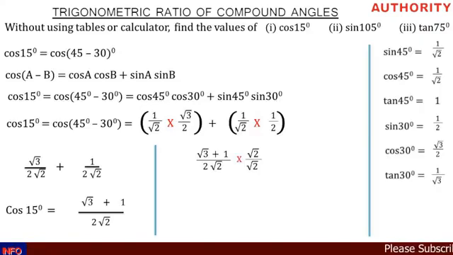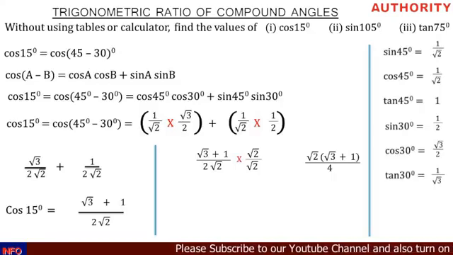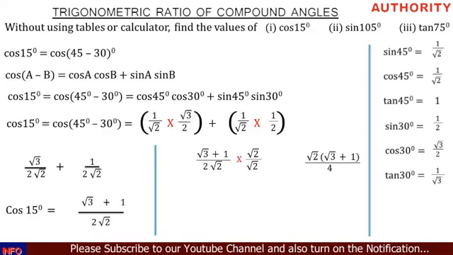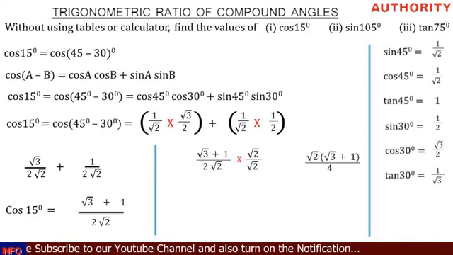In our numerator, we are simply going to have √2 open bracket √3 plus 1 close the bracket, all over, when you say 2√2 times √2, √2 times √2 is going to give you 2. So 2 times 2 is going to give you 4. Therefore, our denominator is going to give us 4.